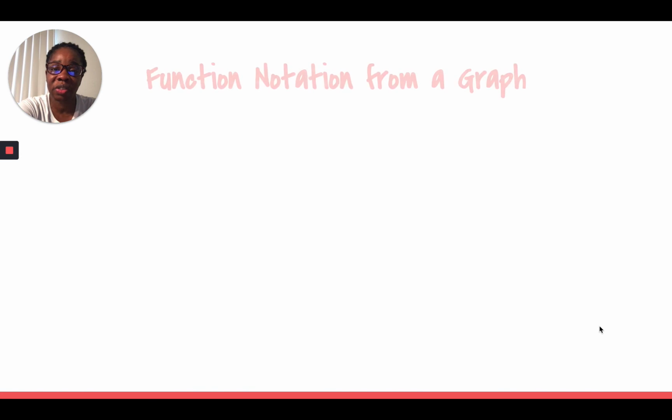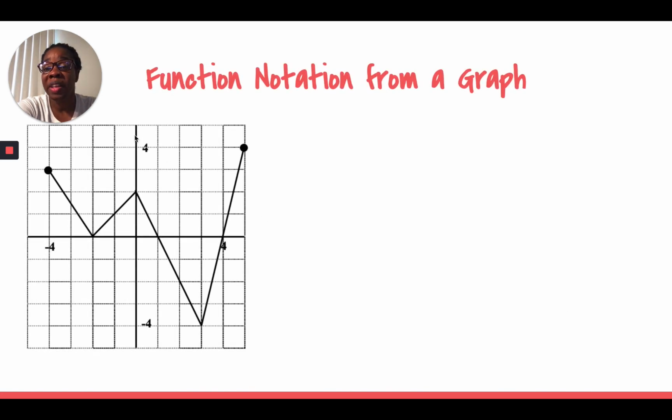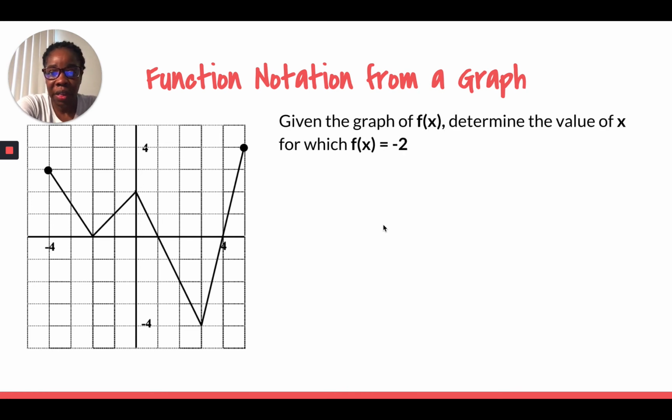So let's go back to the question that you had in the cool down. You had this graph, and now we're gonna put to work everything that we have learned. So given the graph f of x, so this graph represents a function, it's called f of x. We are to determine the value of x for which f of x is equal to -2. What this is really saying is that the y value or the output value of the function is -2. Therefore, we're asked to find the input value. So where on the function is -2?